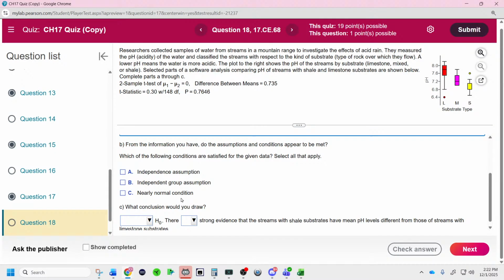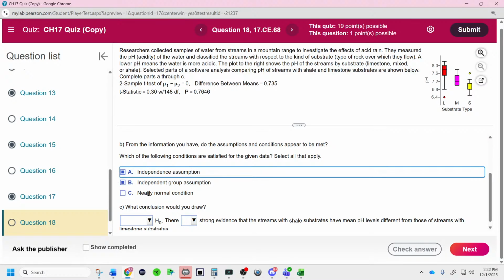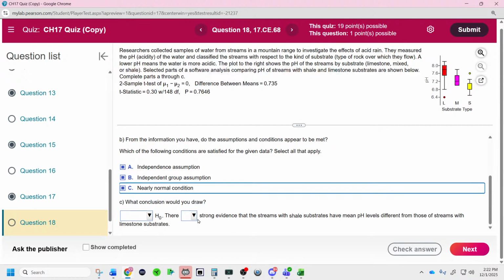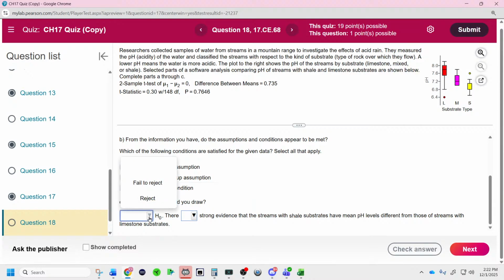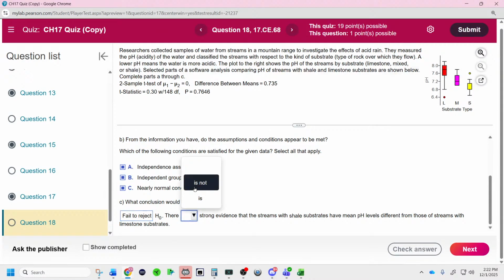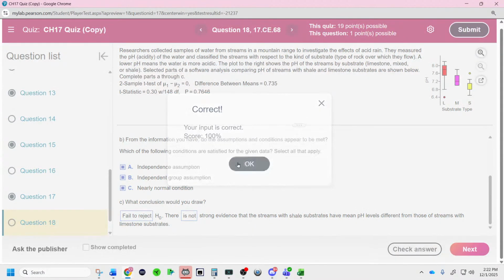Which assumptions appear to be met? You have to have independent groups, randomization. They call it randomization sometimes, and the data needs to be nearly normal. The p-value is very, very high, so we fail to reject the null. There is not evidence of a difference. Check answer, good to go.